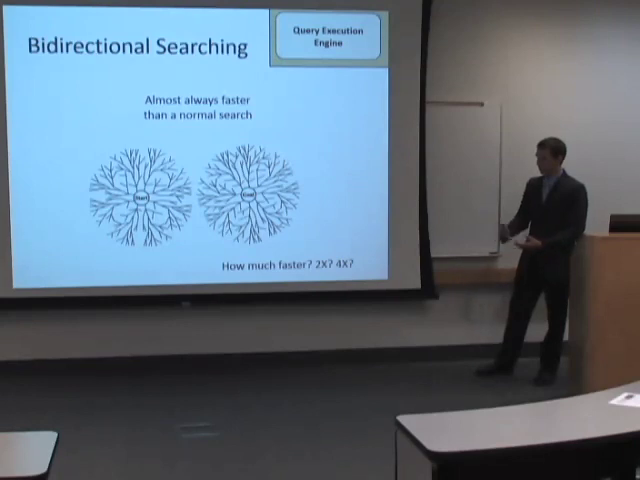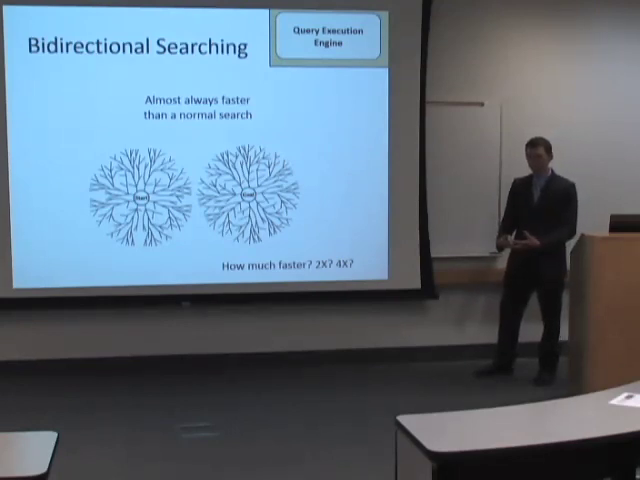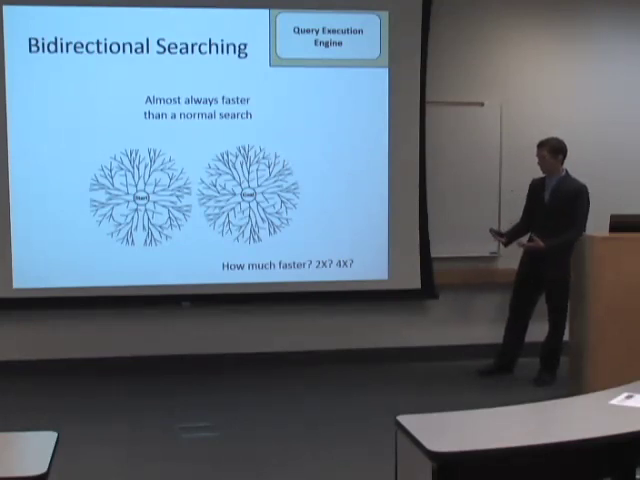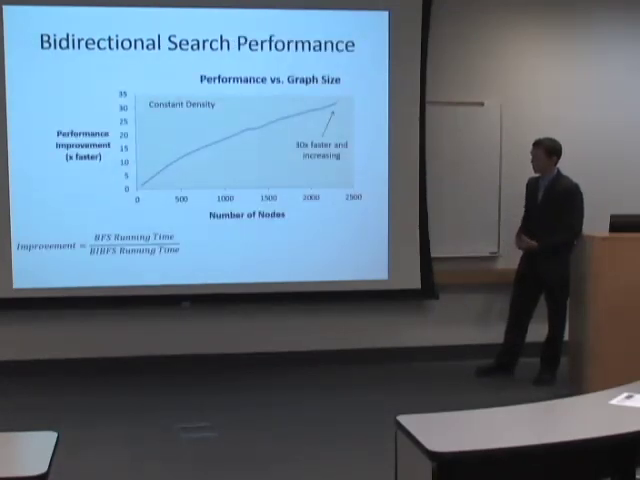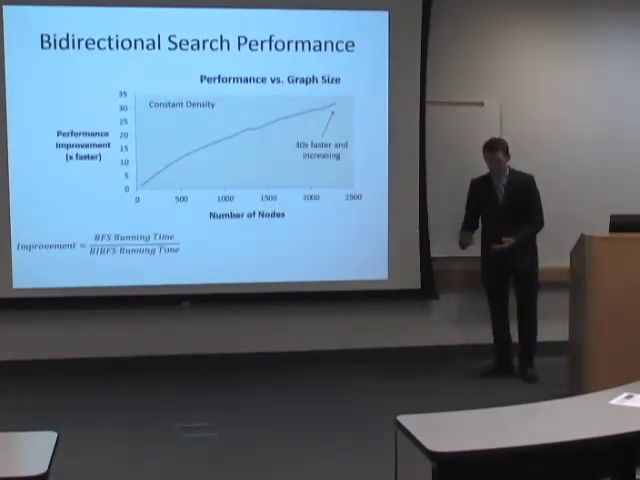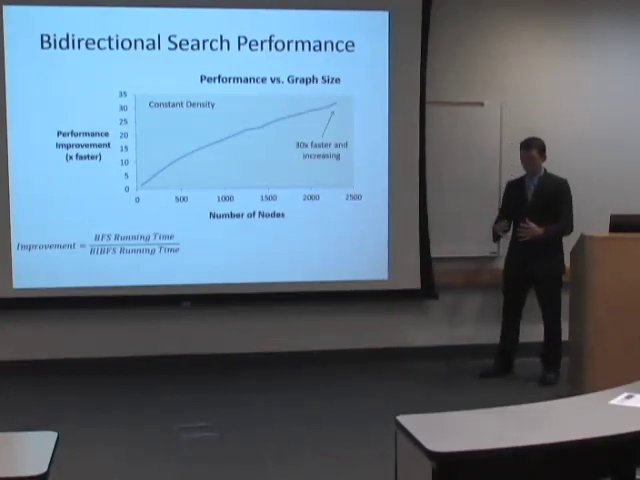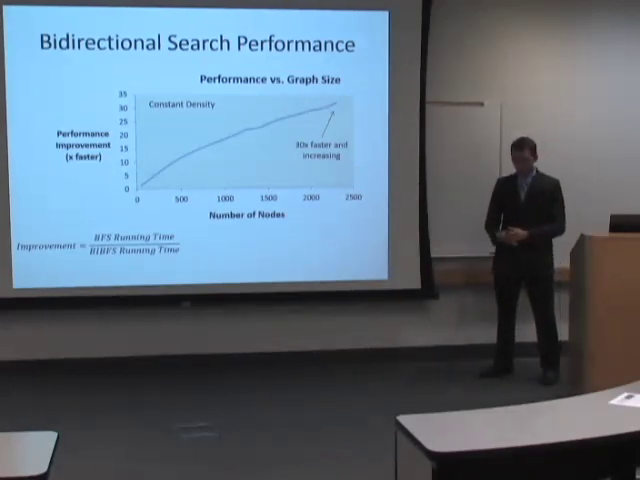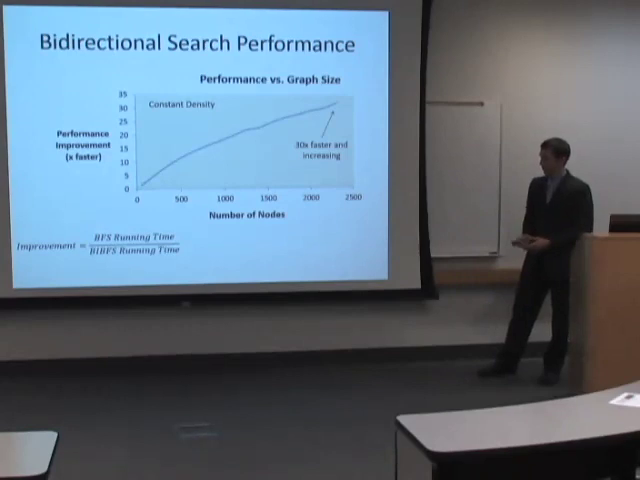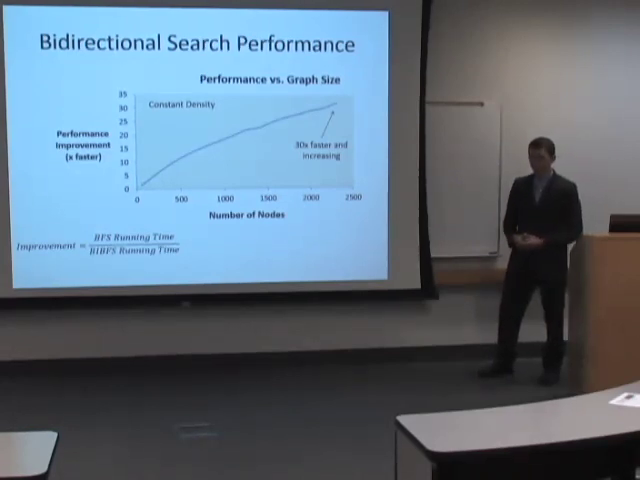It's tempting to think maybe it's twice as fast, since you might be meeting in the middle. Maybe 4 times as fast, has something to do with the area. But what we found, we ran a couple different tests. This is one of them, where we increased the size of the graph, changing the number of nodes, and the performance increase for this bidirectional search.